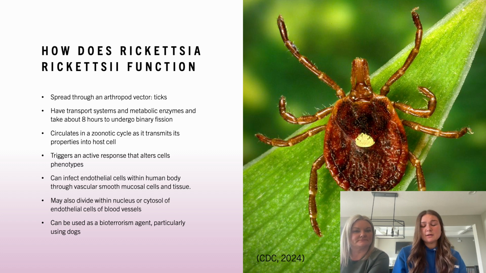So when a bacteria infects a host cell, it will release its DNA into the cell in order to cause the disease. It triggers an active response that alters cells' phenotypes. The genotype is the actual genes and the phenotype is the way that it looks. So it changes the actual actions of the cell. It can infect endothelial cells within the human body through vascular smooth mucosal cells and tissue.